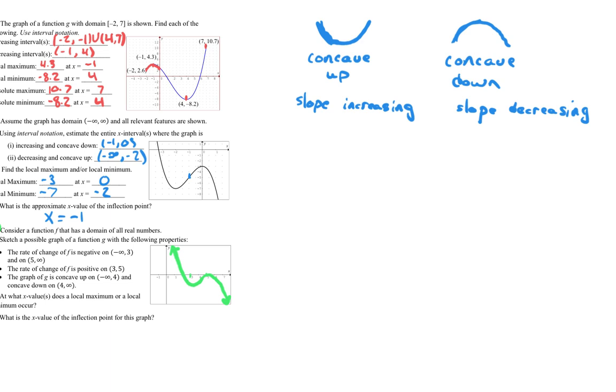At what x values does a local maximum or local minimum occur? So local maximum, if we look at our graph, it occurs right here, which is x equals 5. Then the local minimum is right here. And again, those are just where our slope changes from negative to positive or positive to negative. So those 2 points, we get a max for x equals 5 and a min at x equals 3.